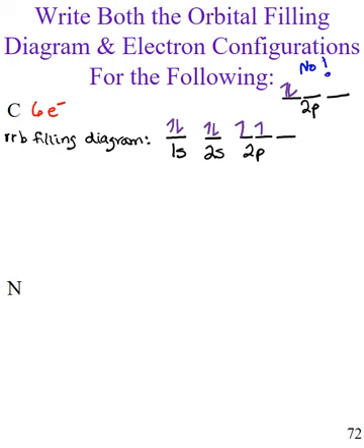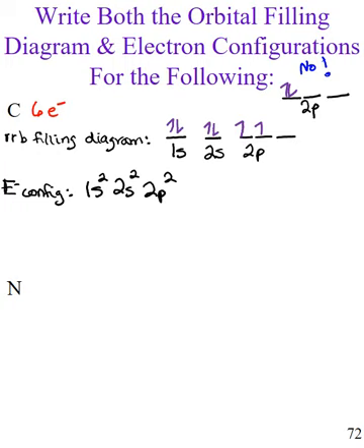Okay, and now let's write the electron configuration. So we start with our first orbital, 1s, and we have 2 electrons in there. Then we have the 2s and 2 electrons in there. And then the 2p with 2 electrons as well.